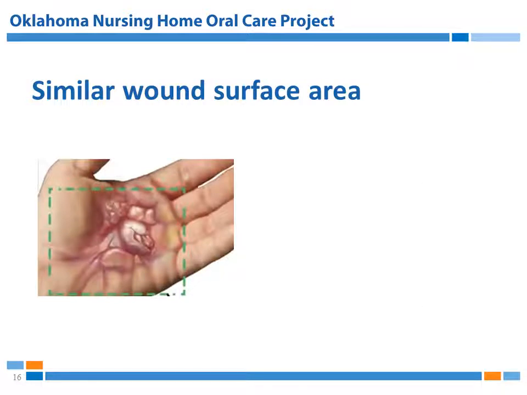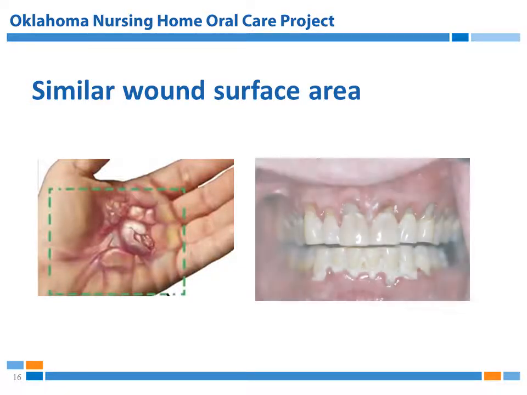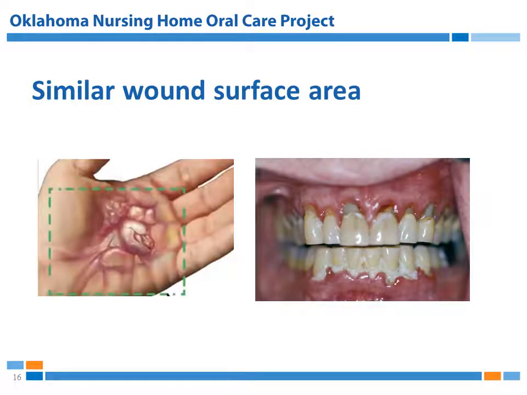You'll see similar wound surface area. You'll see this picture of the hand and how it's the same if you have this on your hand, or vice versa. These teeth are the same as having this hand, and this hand is the same as having these teeth.